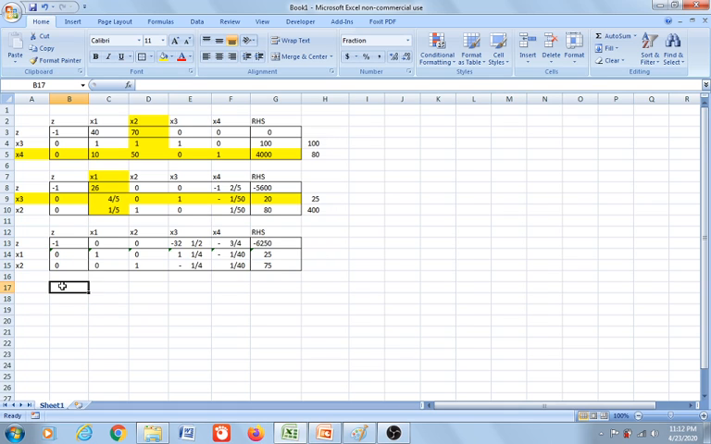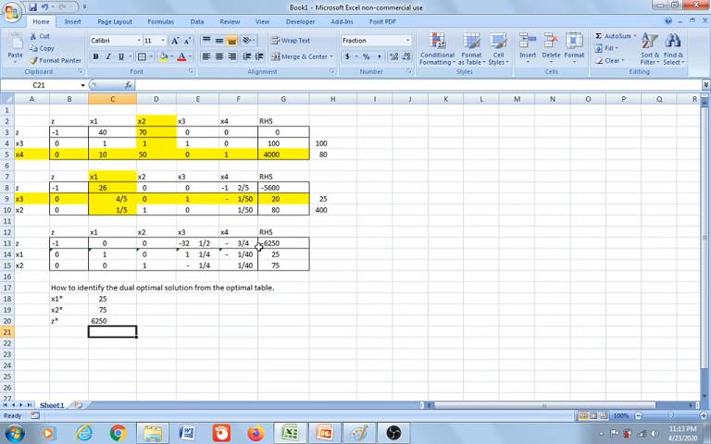Now the first thing that I want to show you is how to identify the dual optimal solution from the optimal table. From this table, it is clear that x1 star equals 25, x2 star equals 75, and z star equals 6,250. Okay, so those are the primal optimal solution.